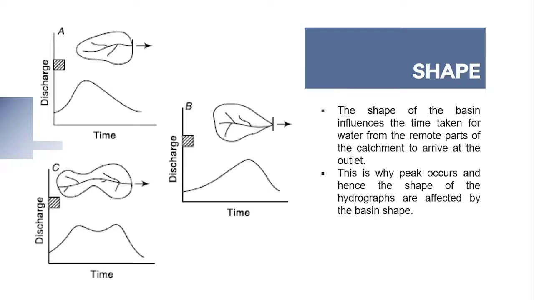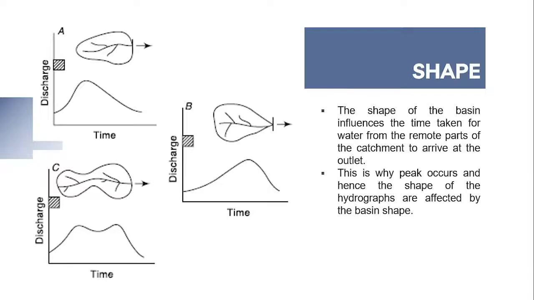So, fan-shaped, nearly semicircular catchments give high peak and narrow hydrographs, while elongated catchments give broad and low peak hydrographs. So, here we have three figures, A, B, and C. These are the hydrographs from three catchments having identical infiltration characteristics due to identical rainfall over the catchment.